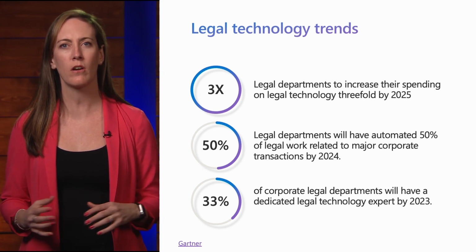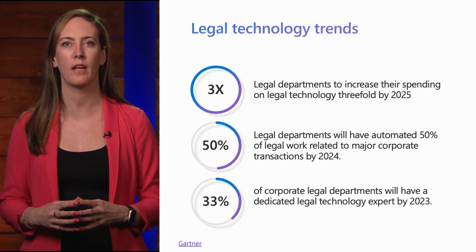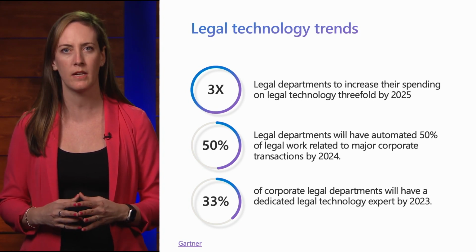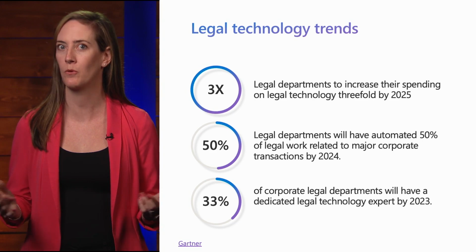And to achieve this, Gartner is also predicting that 33% of corporate legal departments will have a dedicated legal technology expert by 2023. This is where the opportunity lies for developers and organizations to leverage AI and automation technology like APIs to better manage those investigations and litigations. We are all being asked to do more with less, and automation is the key to reducing manual, error-prone, and repetitive tasks. I'm excited to turn it over now to a few members of our product group to share some of the recent innovations the team has delivered for our Purview eDiscovery solution.